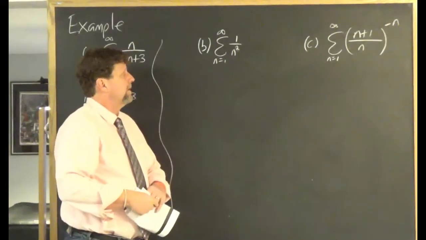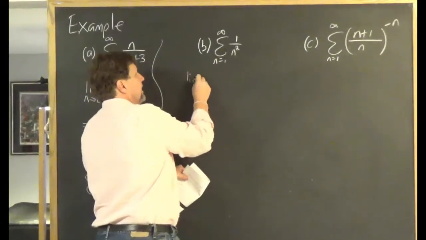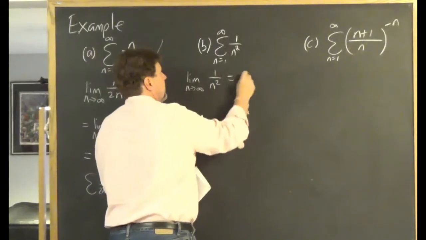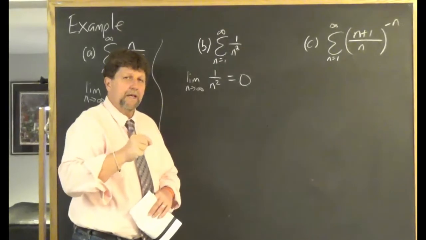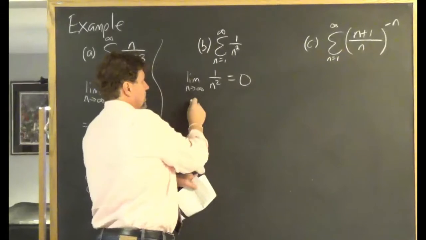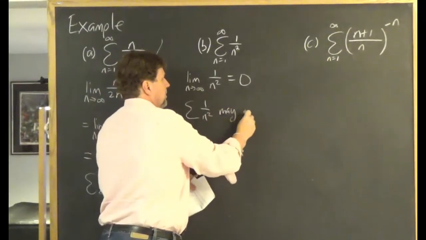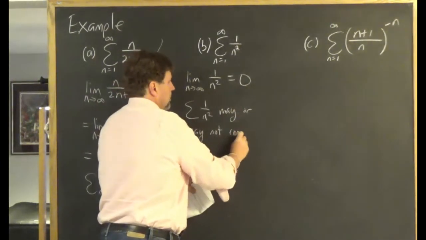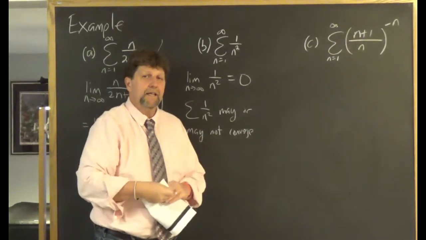All right, let's look at the next one. The series from n equals 1 to infinity of 1 over n squared. When I look at this one, the first thing I notice right away is that the limit is 0. All that tells me is that this series is a candidate to converge. So the series may or may not converge. I don't know. It's inconclusive.